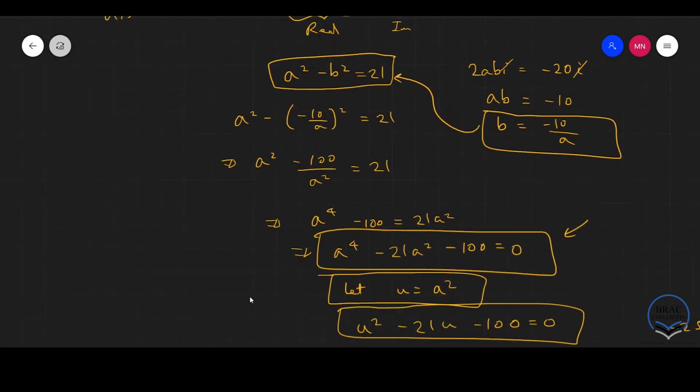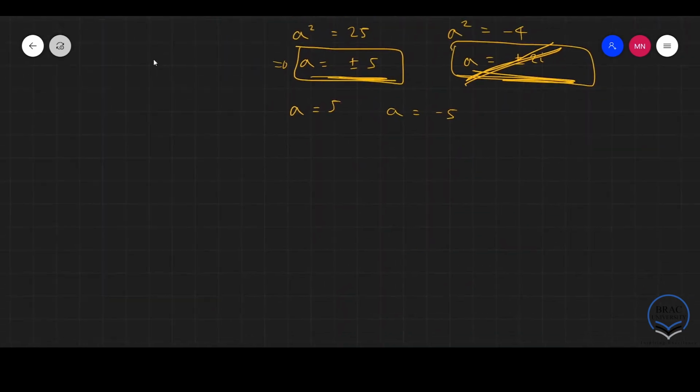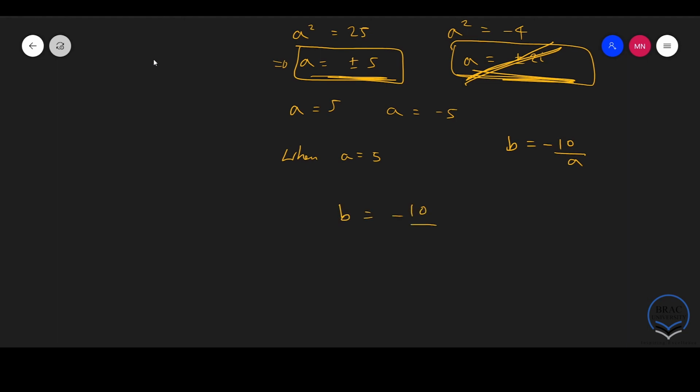We found an equation for b already earlier, right? b was equal to minus 10 by a. So when a is equal to 5, we have b equal to minus 10 divided by 5, which is minus 2. So when a is equal to 5, b is equal to minus 2. And when a is equal to minus 5, we have b equal to minus 10 by minus 5, which is 2. So when a is minus 5, b is 2, right?